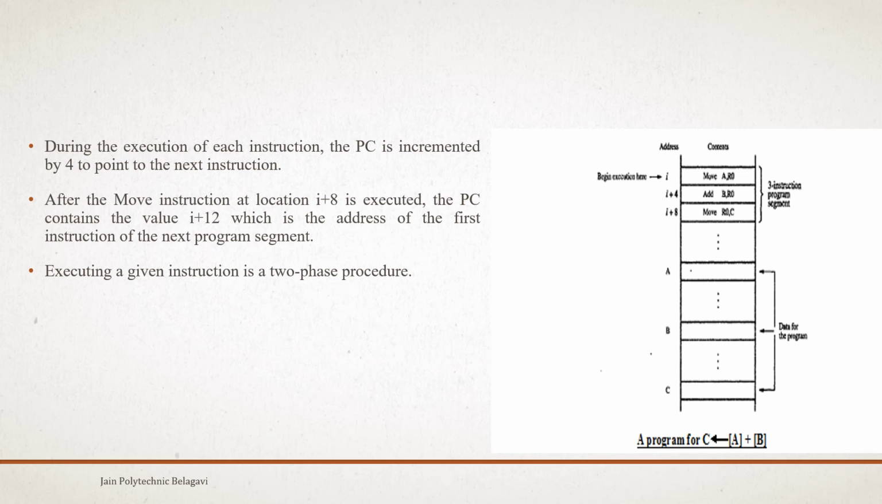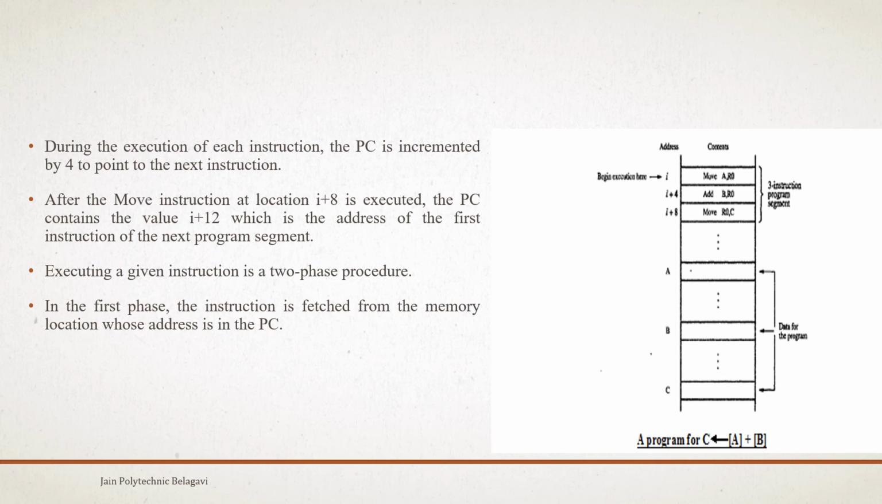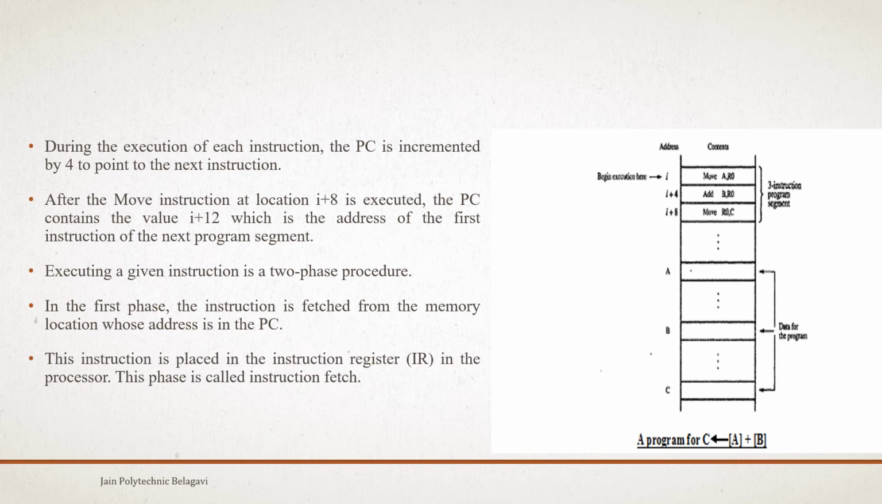Now, execution of this program is a two-phase procedure. In the first phase, the instruction is fetched from the memory location whose address is in the PC. Suppose the execution starts and the PC contains the address of the first instruction. The processor should fetch this instruction, so the address will be in the PC, and memory will fetch the instruction at the address stored in the program counter. This is the first phase.